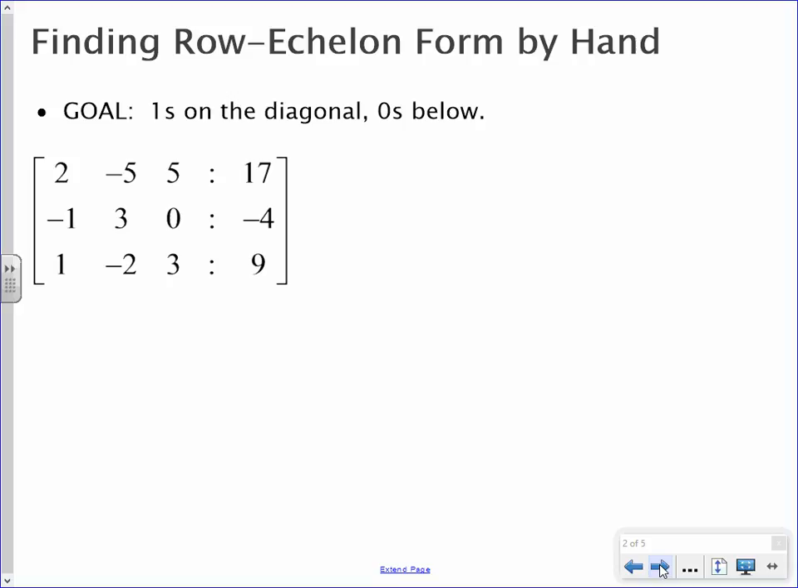So we need one row that starts with a 1, one row that starts with 0, 1, and a third row that starts with 0, 0, 1. Let's remember that we can switch rows, we can multiply a row by a number, and we can combine rows together by either just adding, subtracting, or multiplying by a number and then combining. So here's what I see first. Do we have a row that begins with a 1? We want that to be our first row. So I'm going to switch row 1 and row 3.